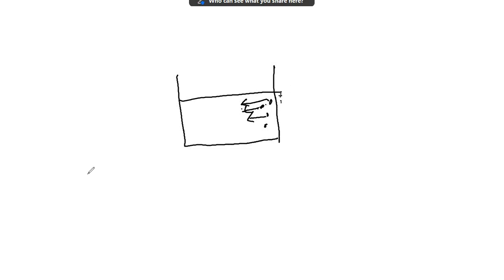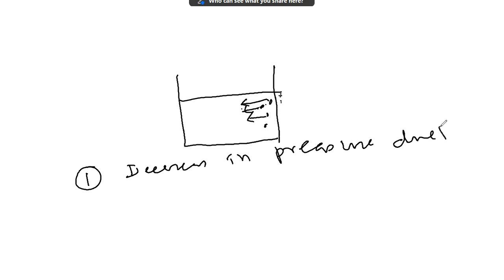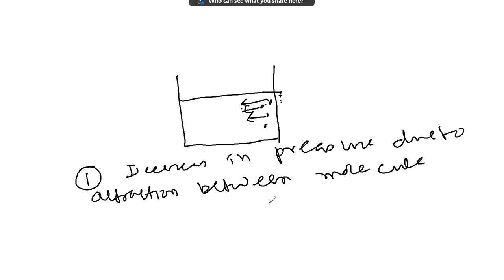Now, number 1, the decrease in pressure due to attraction between molecules depends on the number of molecules nearer to the walls.